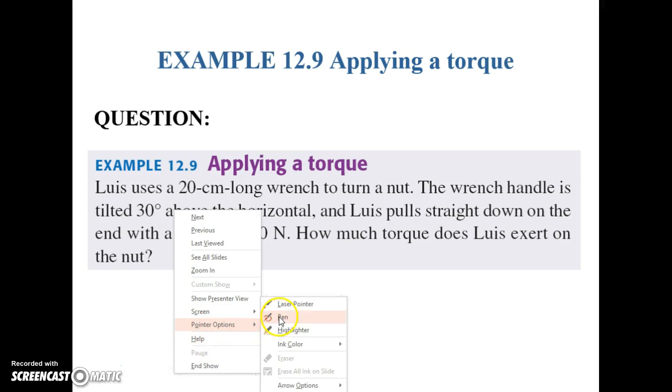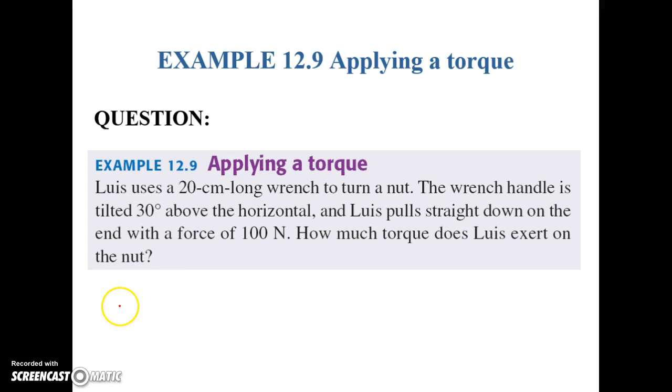So I'm going to do a pen here, and torque equals F R sine of the angle. And so my force is 100. My R is 0.2 meters. And then I have the sine of 30, which happens to be a half.